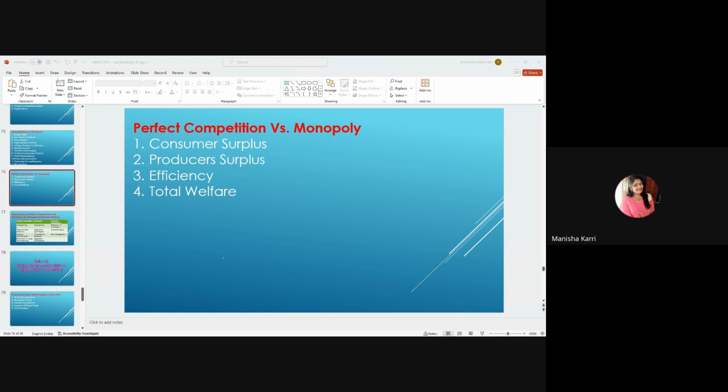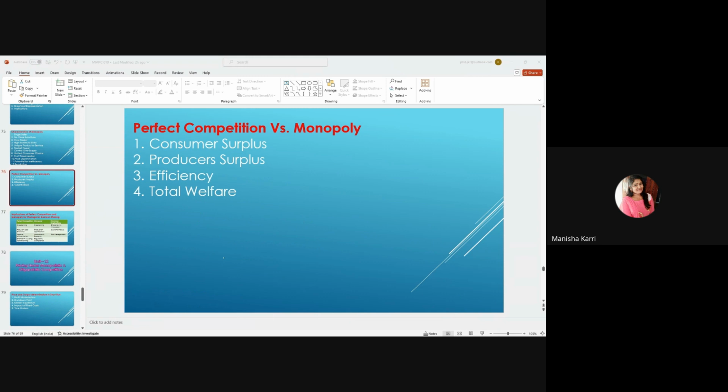Efficiency means in perfect competition, it leads to allocative and productive efficiencies as resources are allocated to their most valued uses and production occurs at the lowest costs. In monopolies, they are allocatively and productively inefficient because they produce less than the socially optimal level.